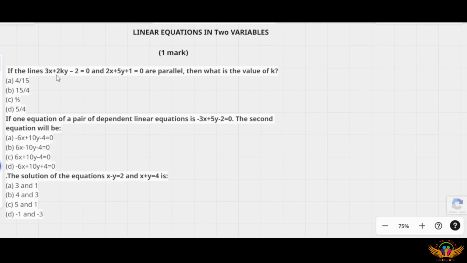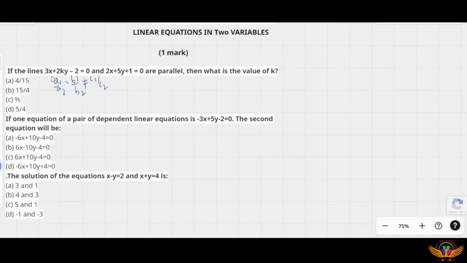If the lines 3x plus 2ky minus 2 equal to 0 and 2x plus 5y plus 1 equal to 0 are parallel, then what is the value of k? So parallel, it is the third condition, right? When it is parallel, we have 0 solutions, and the condition for this is a1 by a2 is equal to b1 by b2 is not equal to c1 by c2. This is the condition, right? So let us go with the first 2 things. a1 by a2 equal to b1 by b2.